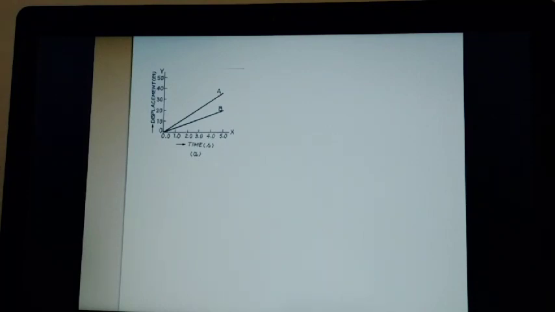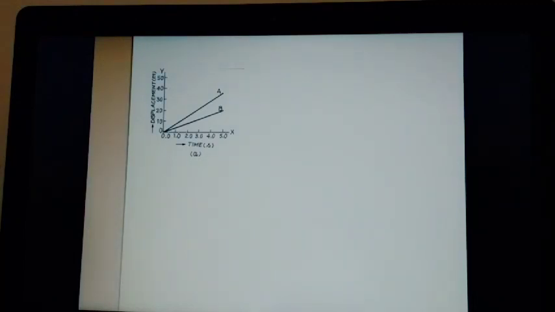What is the slope of a displacement time graph? That is velocity. So if the slope is more, velocity will be more, which means faster. The slope of A is more than B, which means the velocity of A should be more than the velocity of B, which means A is faster than B. So if the slope of the time displacement line is greater, its velocity also will be greater. That is another inference from the time displacement graph.